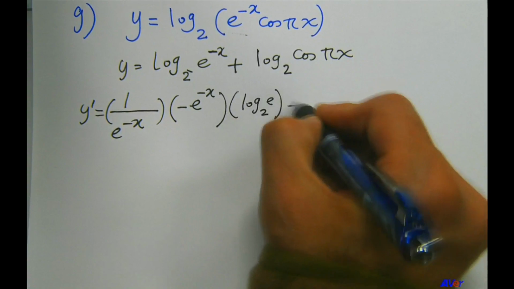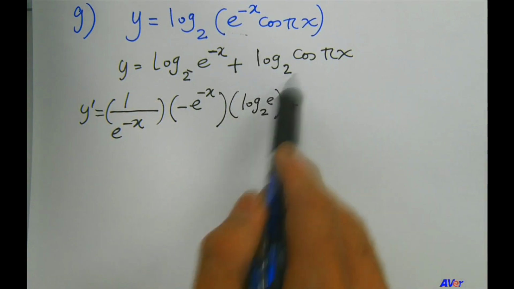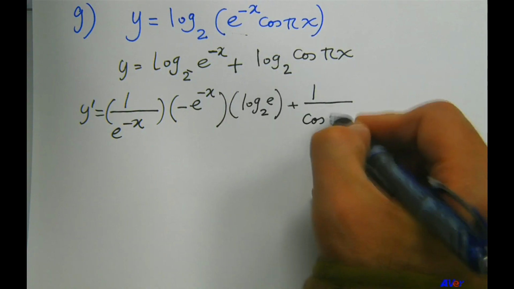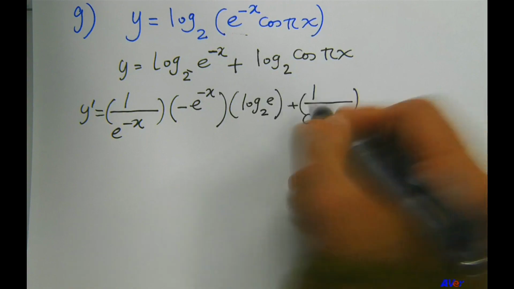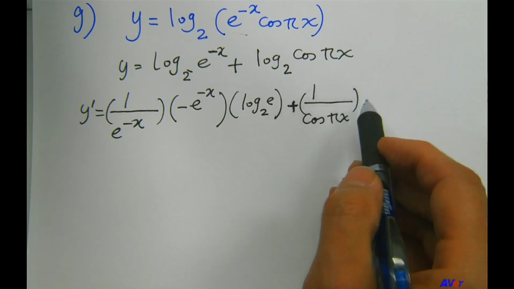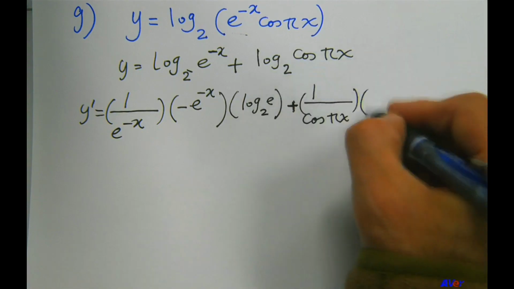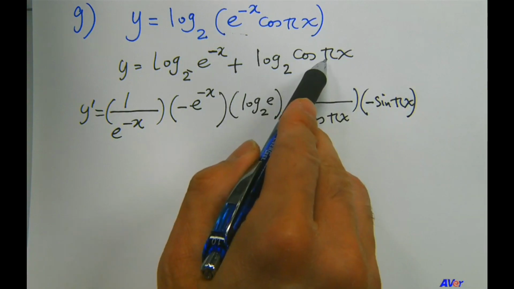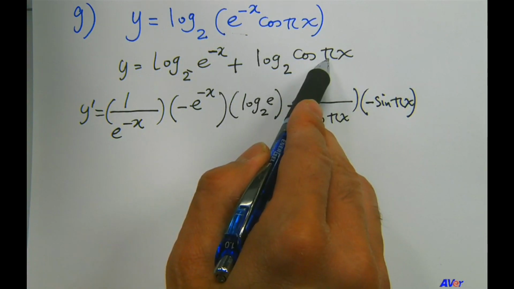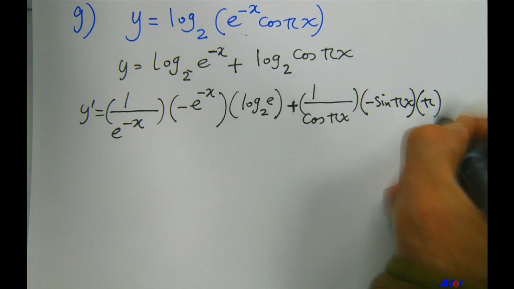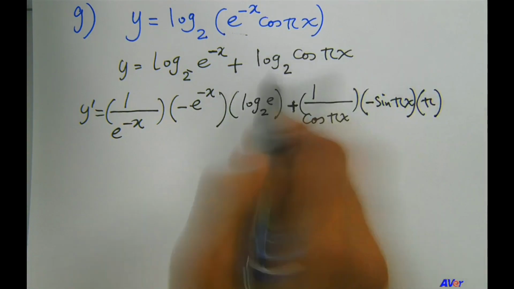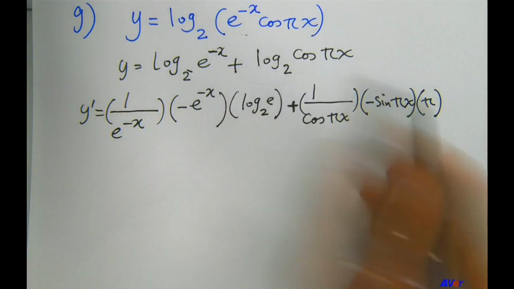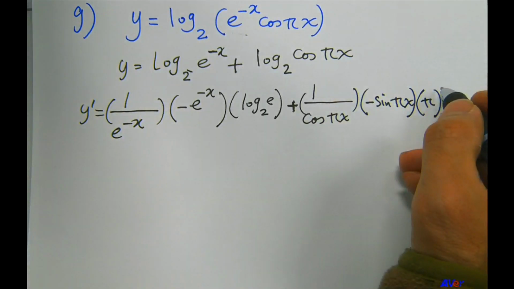And then this one. So again, 1 over all of that. So 1 over cosine of pi x times the derivative of this, which would be minus sine of pi x by the chain rule times pi, right? Pi x has derivative pi. So these are a series of functions. You have the log function, then you have the cosine function, then you have the pi x function. So all of these, by the chain rule, we have to take the derivative of.